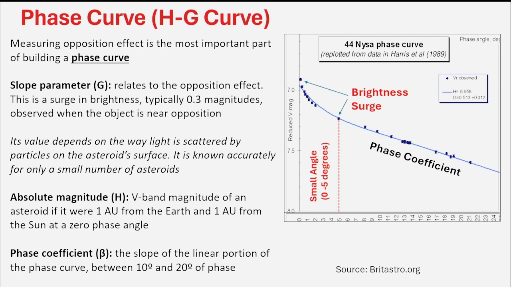But after the 5-degree phase angle, from roughly 5 to 25 degrees, you will see that the line becomes relatively linear. This is what we call the phase coefficient, where the line becomes linear, and this can also give additional physical properties about the asteroid.